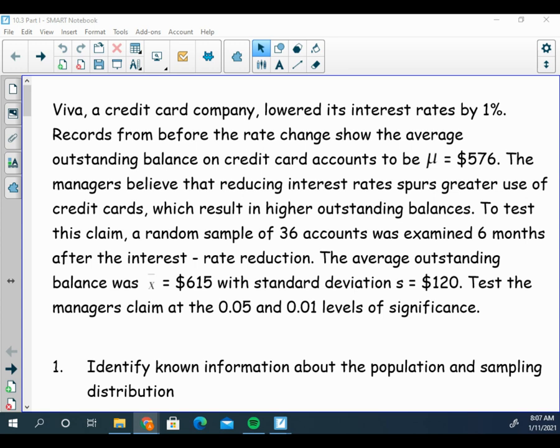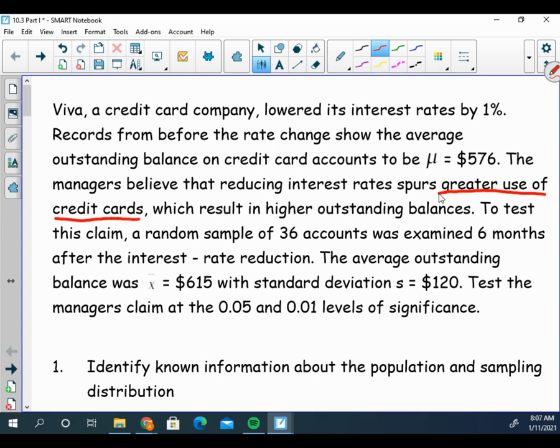Records from the rate change. So the average outstanding balance on credit cards to be a population average of $576. So all of the credit cards, they've analyzed them and find on average there's an outstanding balance of that amount. Managers believe that reducing interest rates will spur greater use of the credit cards, which result in higher outstanding balances.